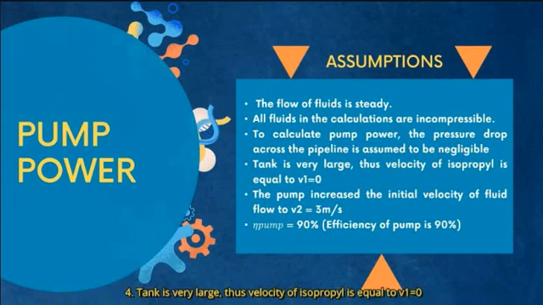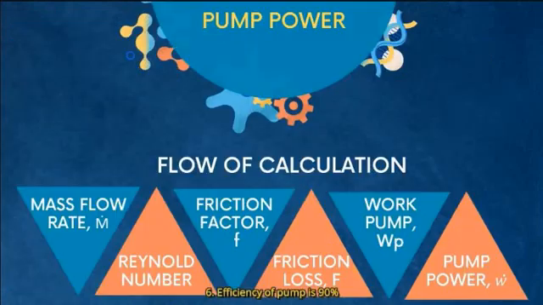Tank is very large, thus velocity of isopropyl is equal to V1 equals to 0. The pump increased the initial velocity of fluid flow to V2 equals to 3 meter per second. Efficiency of pump is 90%.